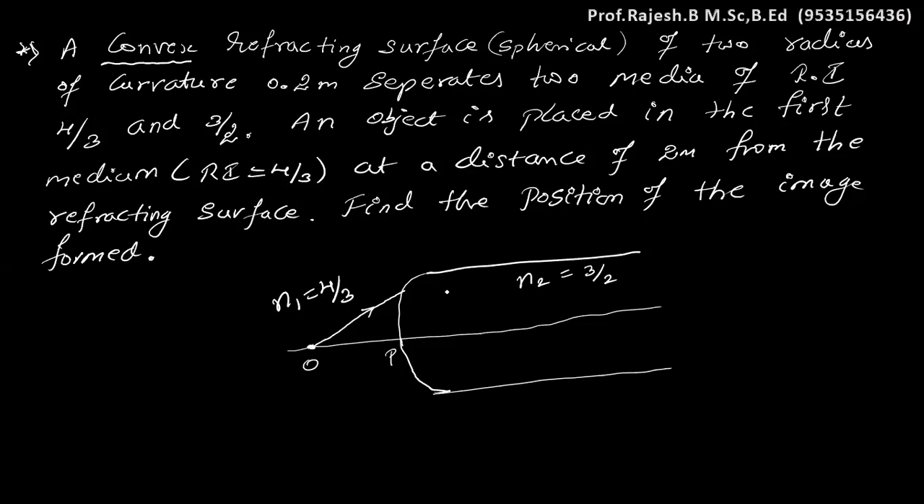This is how the light falls on the surface, and where the image comes, we don't know. So let it be somewhere here, the image point. This image distance we have to find. The object distance is given; according to the Cartesian sign convention, we take it as minus 2 meter. So use the spherical surface formula: n2 by v minus n1 by u equals (n2 minus n1) divided by r.